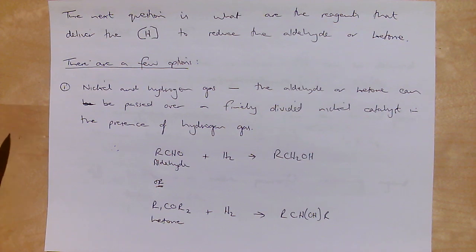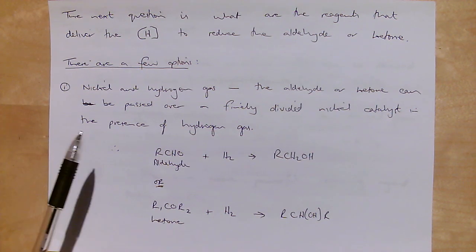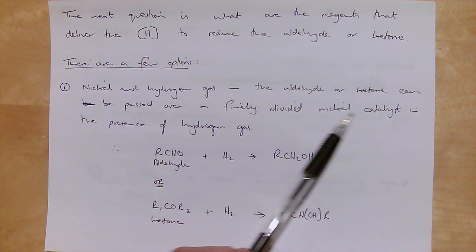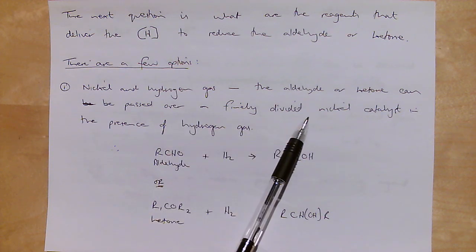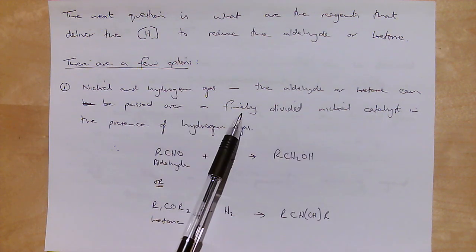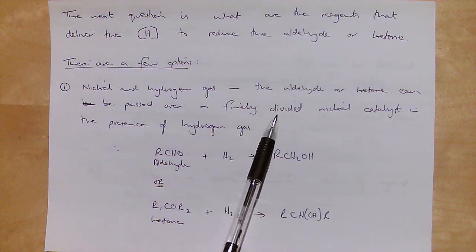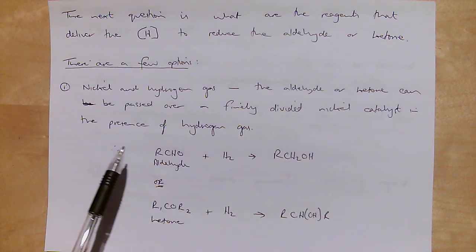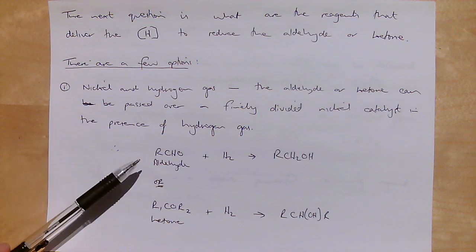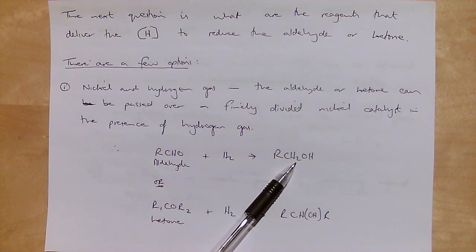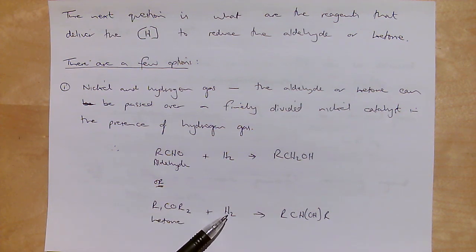The first one, which is always quite a good option, is to add nickel and hydrogen gas. The aldehyde or ketone can be passed over a finely divided nickel catalyst. It's finely divided because that increases the surface area of the nickel catalyst. So we pass it over a finely divided nickel catalyst in the presence of hydrogen gas. My aldehyde in the presence of hydrogen gas makes a primary alcohol. My ketone in the presence of hydrogen gas makes a secondary alcohol.